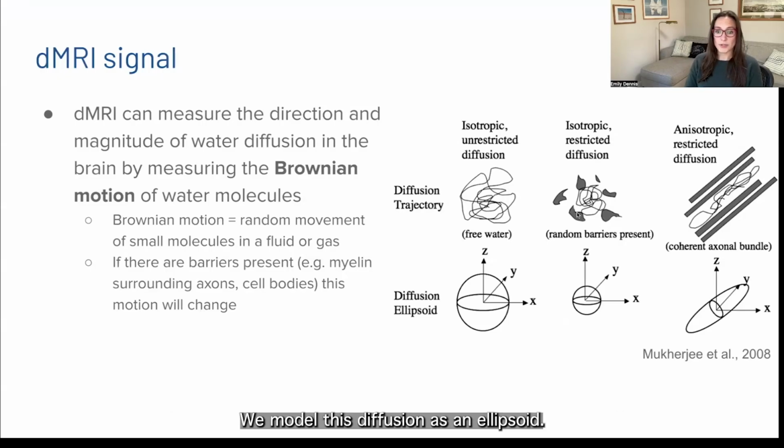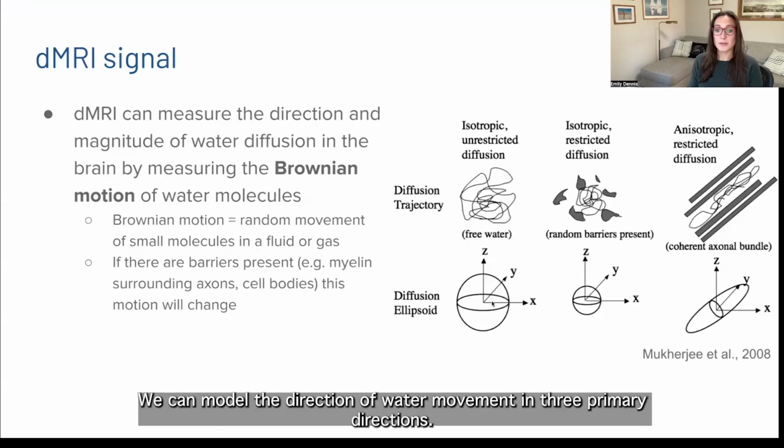We model this diffusion as an ellipsoid. We do this for each voxel of the brain, and a voxel is our unit of measurement in the brain. A common voxel size for diffusion weighted imaging might be 2 millimeters. So if you imagine for every 2 millimeter cube space in the brain, you have an ellipsoid like this.